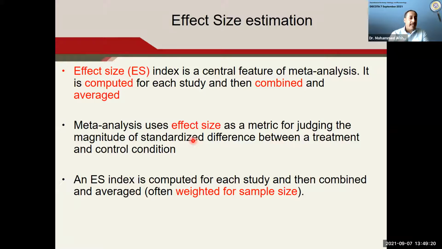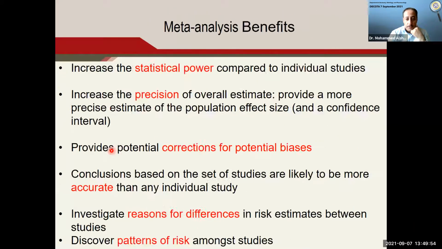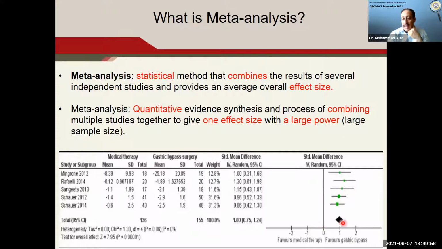So what's the effect size? It's simply an index that we use to compute the effect size, or we combine the effect size of all included studies, and then we average this effect size to get the final effect size. I'll show you in the first plot, I think. So what are the factors that affect this effect size? So what do you think? This final effect size will be affected.